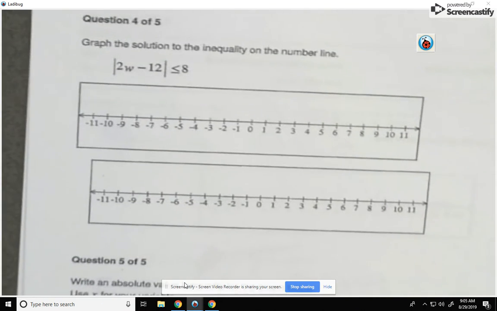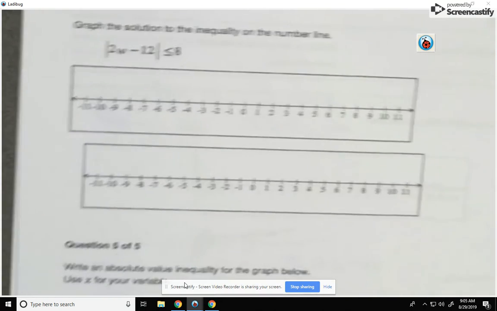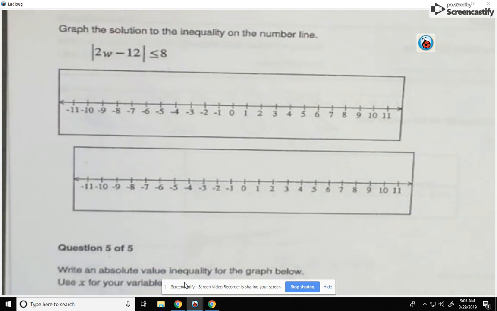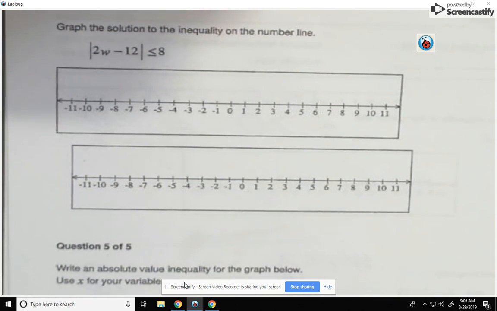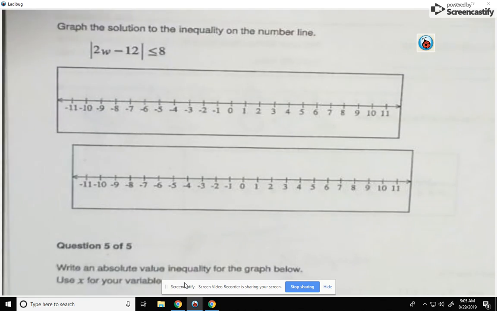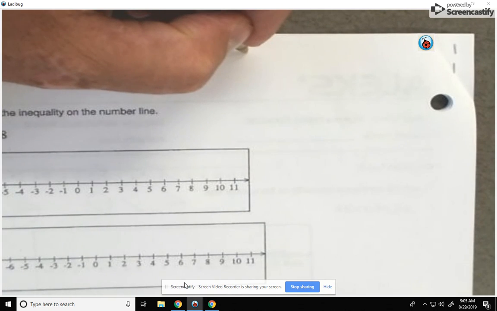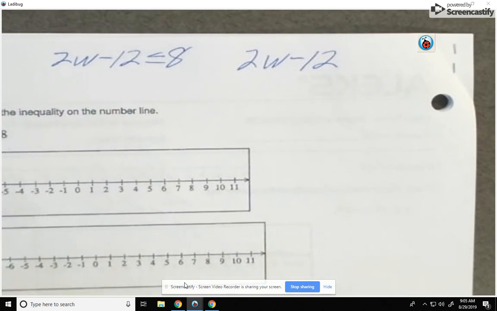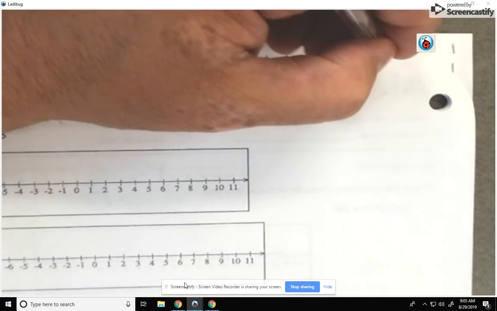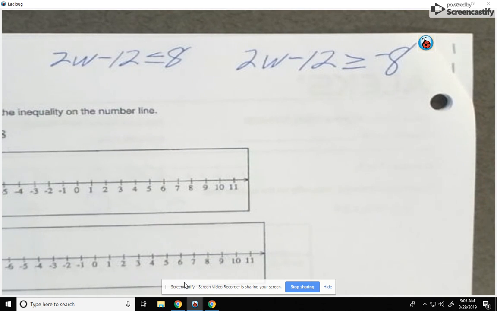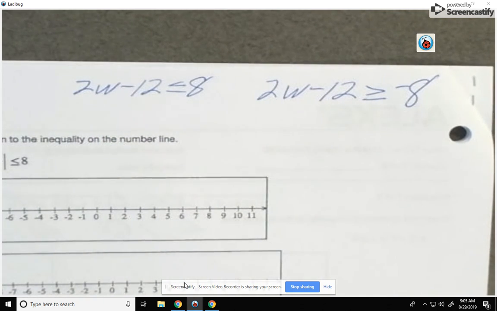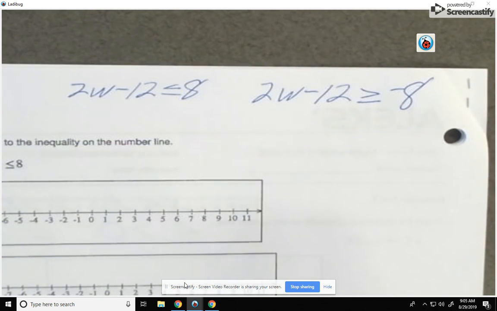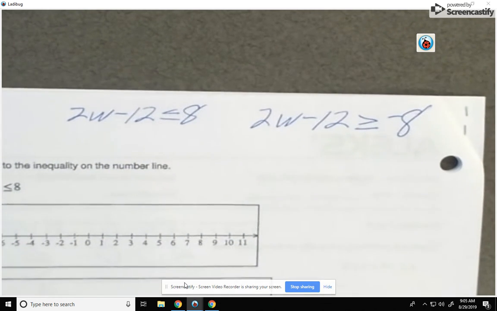Okay, question 4. Okay, a little harder, but not bad. So again, everything's inside of our absolute value symbol, so we can split it. So we get 2w minus 12 less than or equal to 8. Okay, and then for our second equation, we get 2w minus 12, that part stays the same. We know we flip our inequality symbol and we change the 8 to negative. So the first equation is basically the same exact equation, just the absolute value symbols are there. The second equation, we flip the inequality, make the other side a negative.